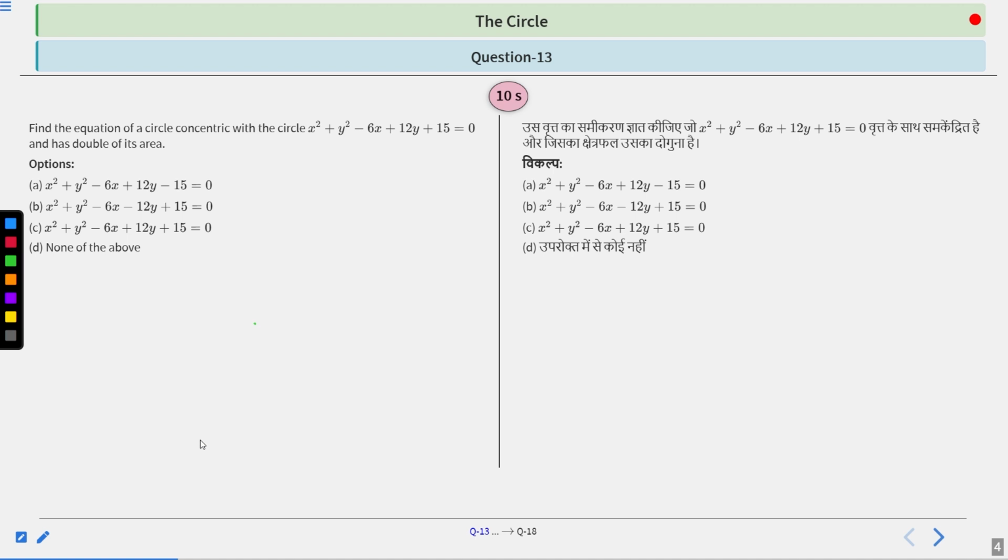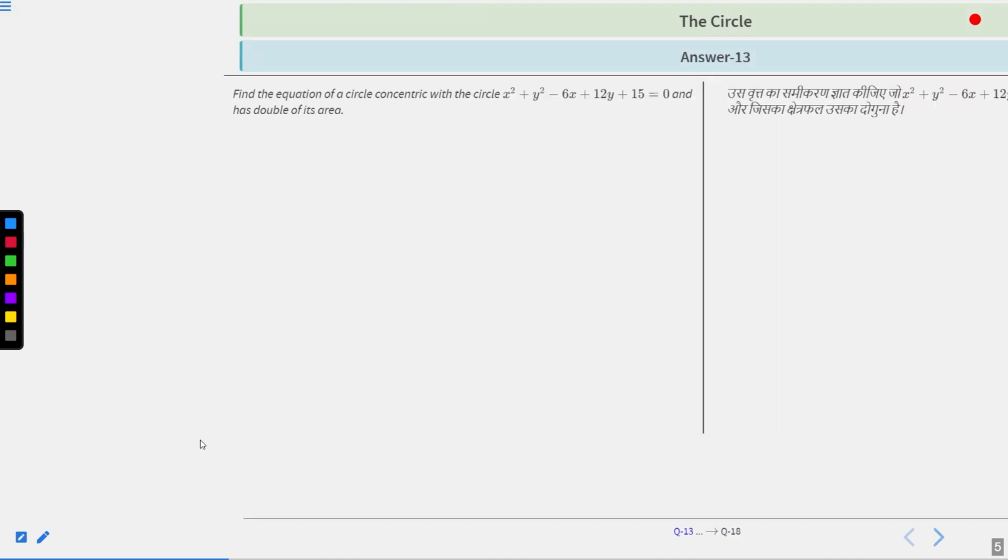You have 10 seconds to solve or think about this question. After 10 seconds, we will discuss the solution. Okay, let's move to the solution part.